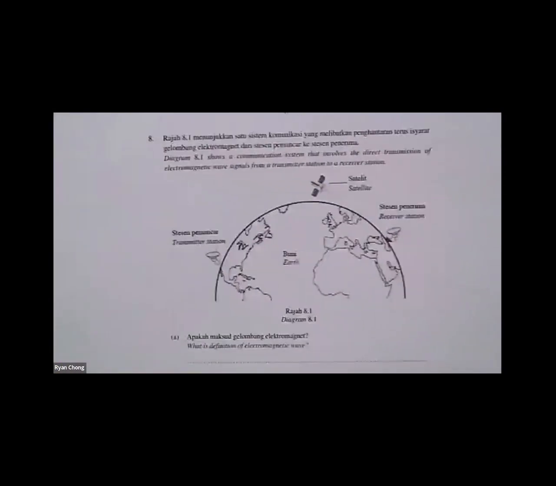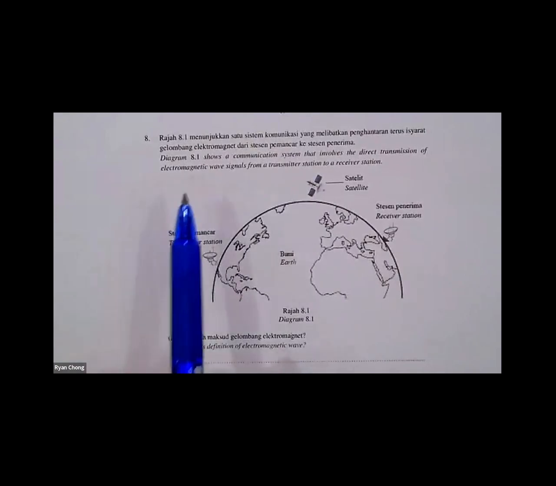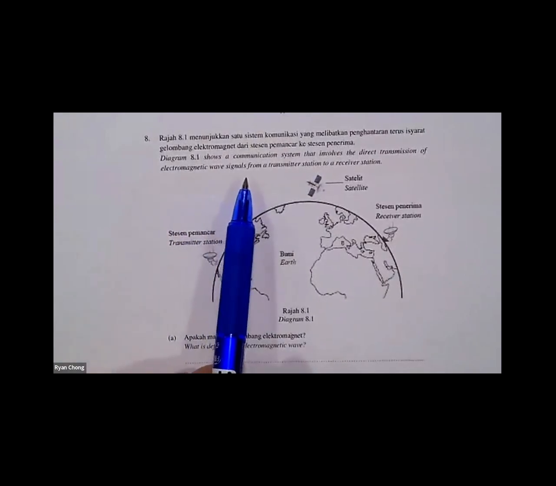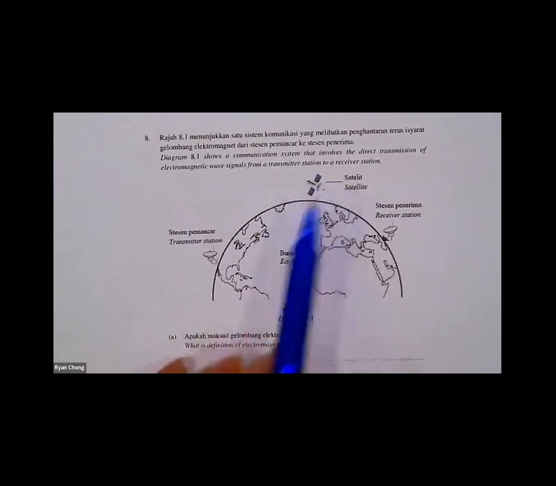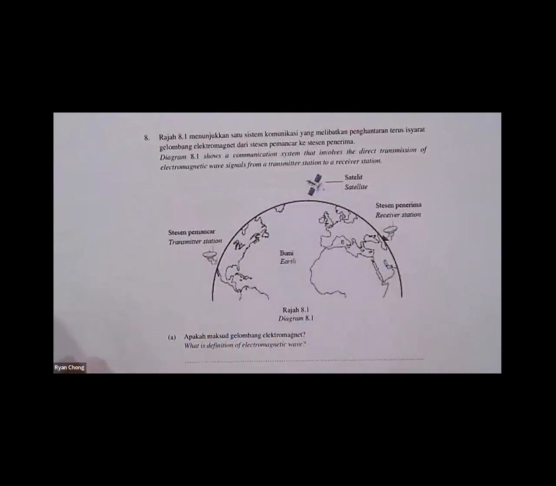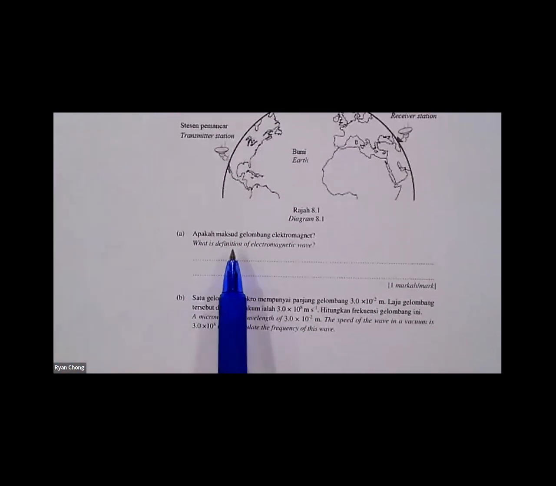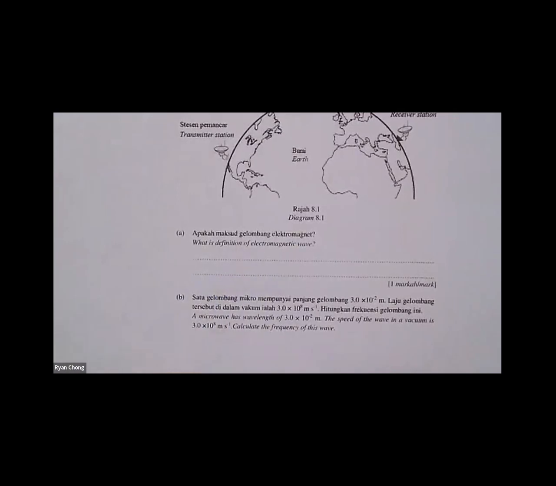Okay. So now number 8. Diagram 8.1 shows the communications of the system that is involved in the direct transmission of the EM wave received from the stations, satellite to the station. So they ask you, what do you mean by electromagnetic wave?